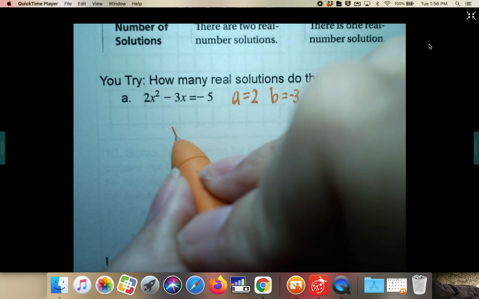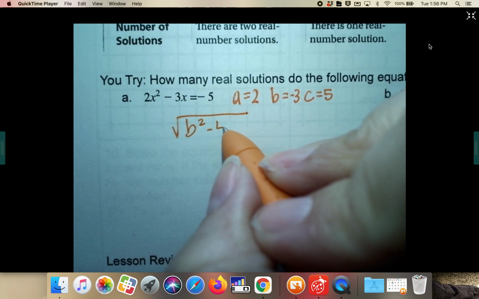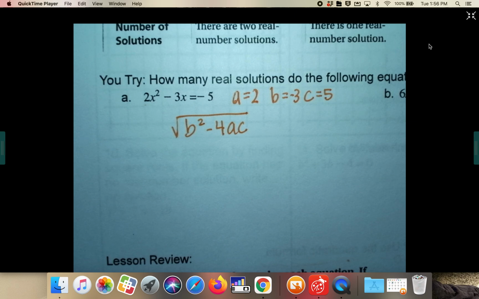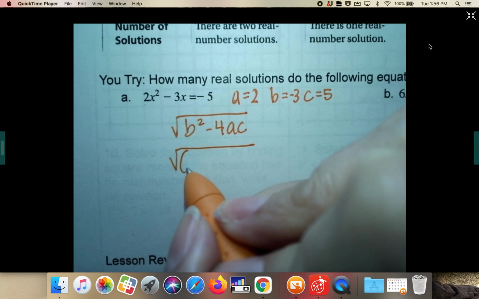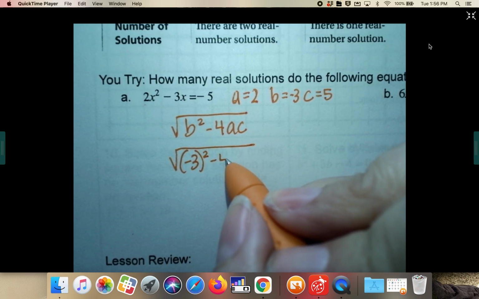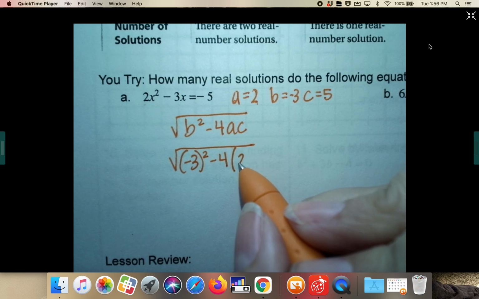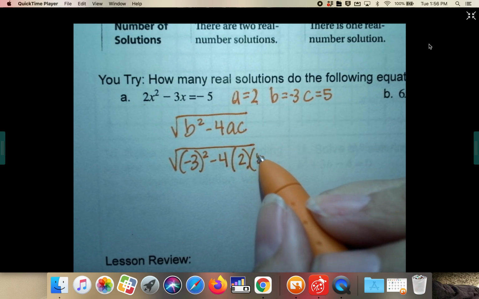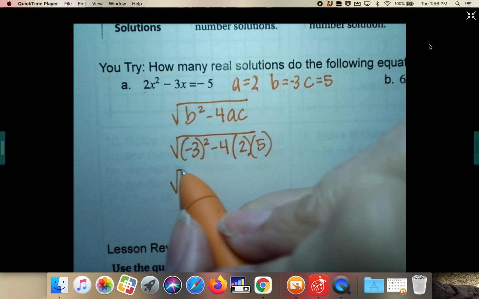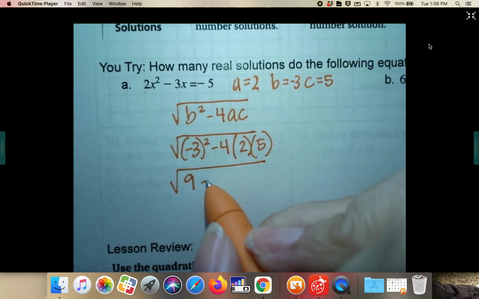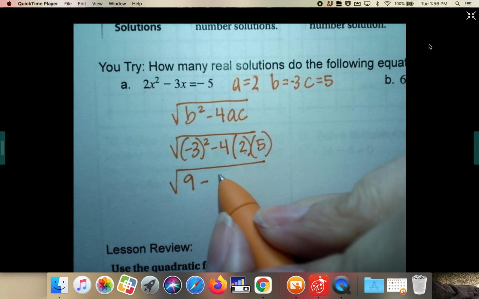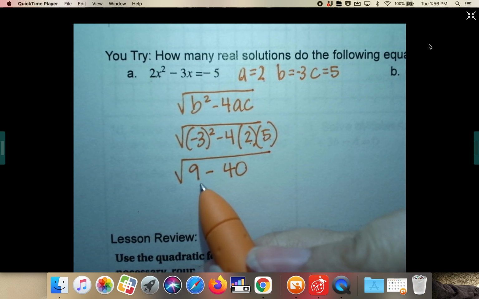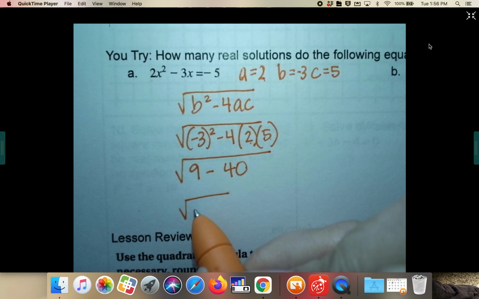So the discriminant, again, is the square root of b squared minus 4ac, just that section. So let's do it. B is negative 3 squared. Minus 4 times A, which is 2, times C, which is 5. All right, solve it. Negative 3 squared is 9. Negative 4 times 2 times 5 is negative 40. And look what happens. What is 9 minus 40? It is negative 31. You can't have a negative.